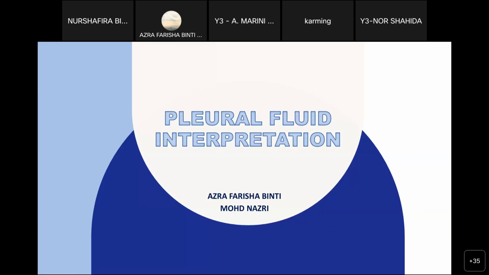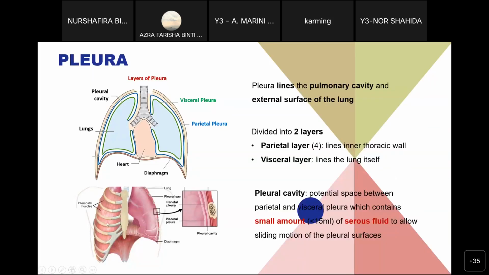Assalamualaikum and good morning everyone. My name is Azra, and I'll be the first presenter of today's presentation. My topic is about pleural fluid interpretation. So first thing first, we go to what is pleura.